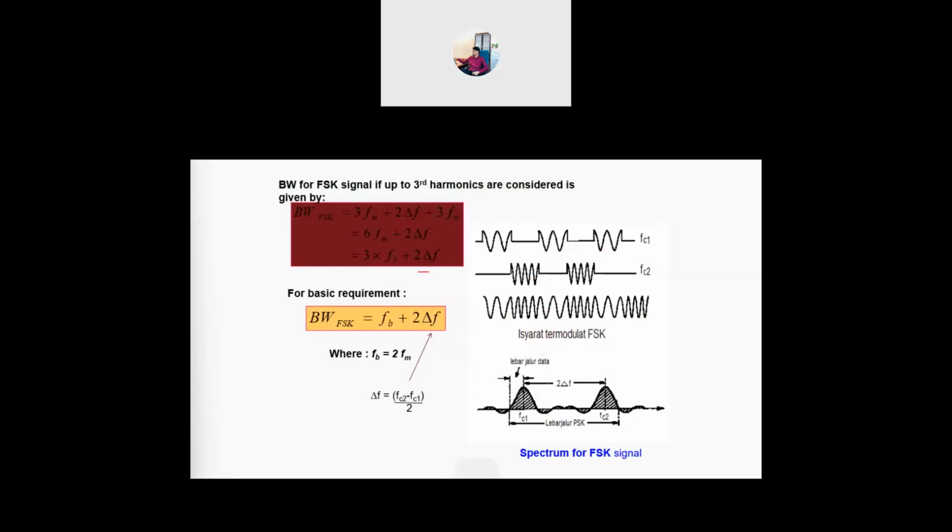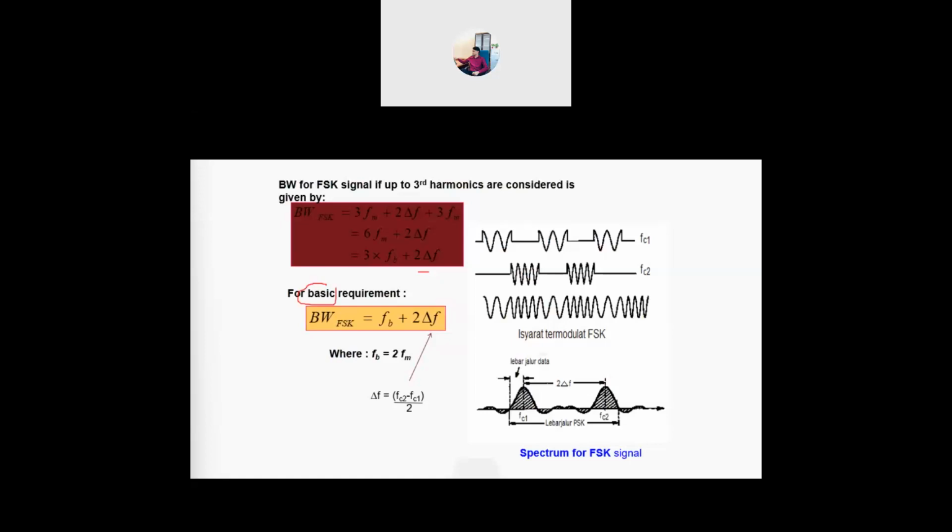For basic requirements, what does it mean by basic? It means the lowest standard, like cannot be worse than this. This is the lowest one that we can tolerate. So if the question asks what is the minimum criteria, what is the minimum that we are still able to tolerate, it is FM plus 2 delta F. It means we are not considering all the harmonics, but only the fundamental FM, for the basic requirement.